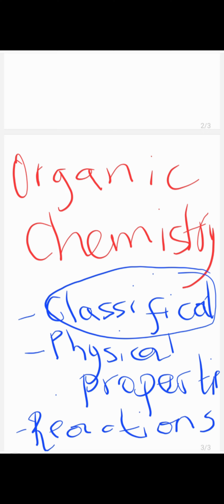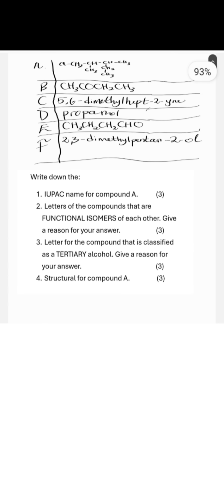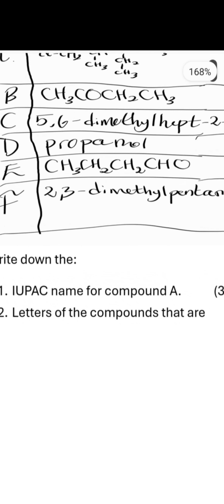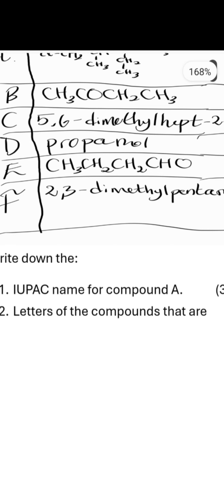So let's see what type of questions they ask under classification of organic compounds. For the first one here, they say write down the IUPAC name for compound A. You are an organic chemist. You know what an IUPAC name is.